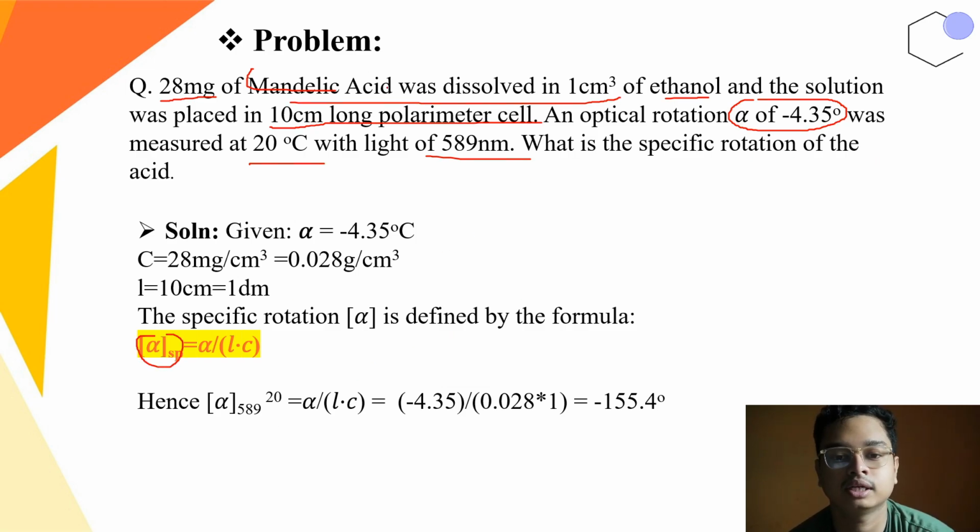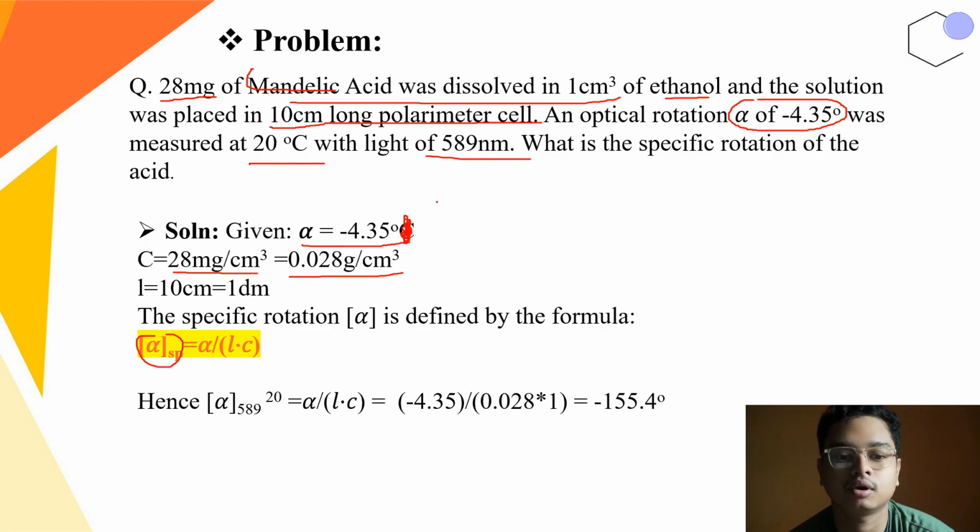So first, let us tabulate the data given. The alpha given is 4.35 degrees. The concentration is 28 mg per cm³, so we have to change it to grams per cm³. 28 milligram per cm³ is 0.028 gram per cm³. And we also have to change the path length. The path length given here is 10 cm, so we have to change this to decimeters, which is 1 decimeter.